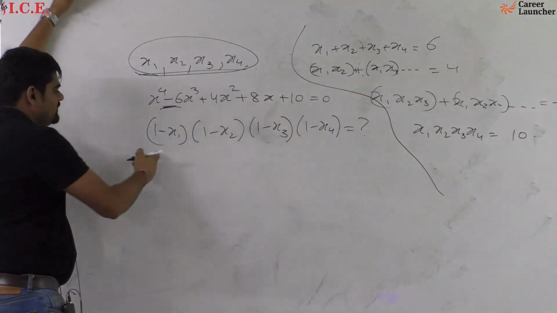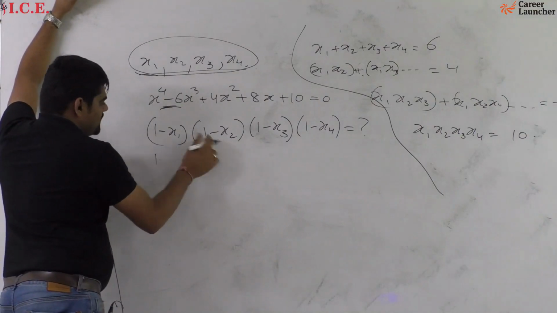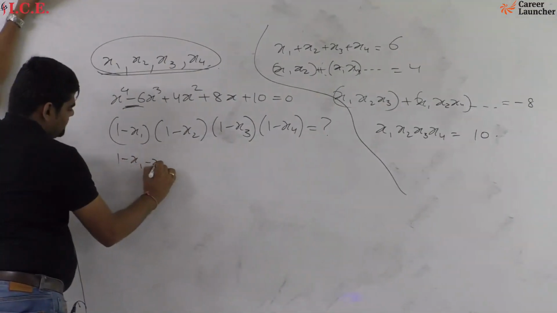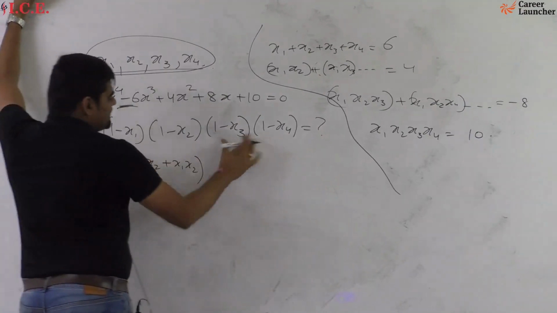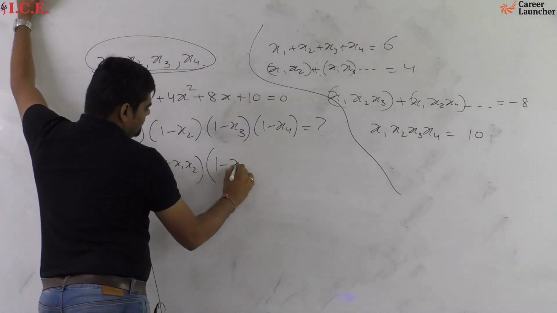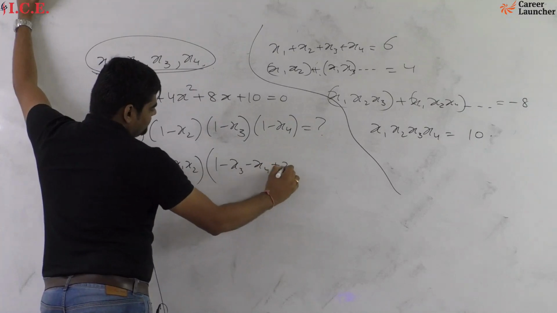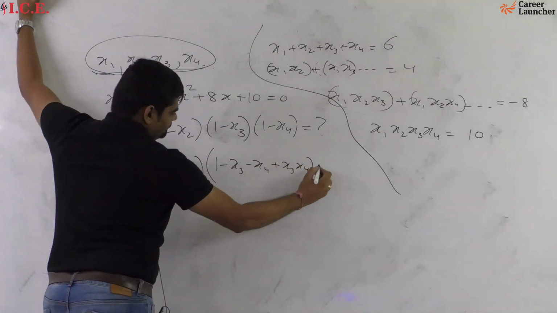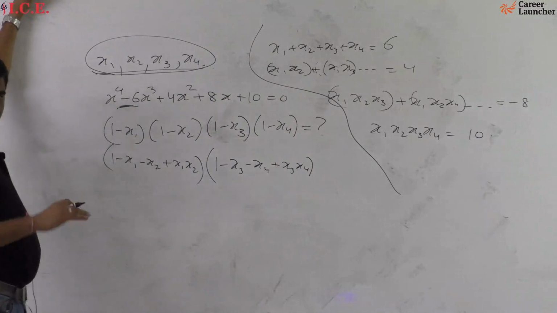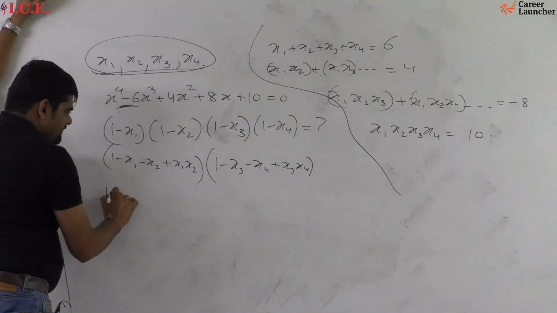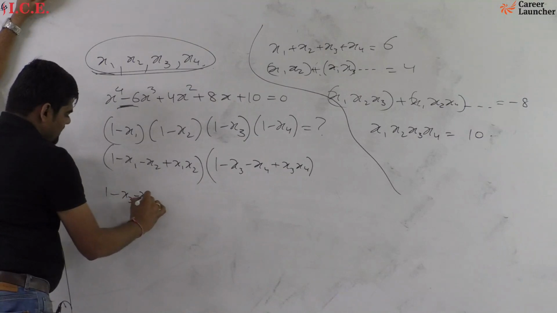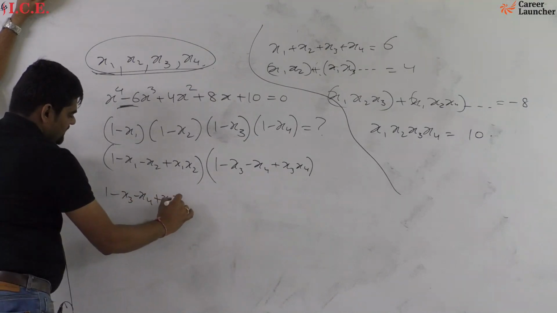So now I know if I open this, it will become 1 minus x1 minus x2 plus x1 x2. Similarly, if I multiply these two, it will become 1 minus x3 minus x4 plus x3 x4. And if you further simplify this, so this will be 1 into all, so it is 1 minus x3 minus x4 plus x3 x4.